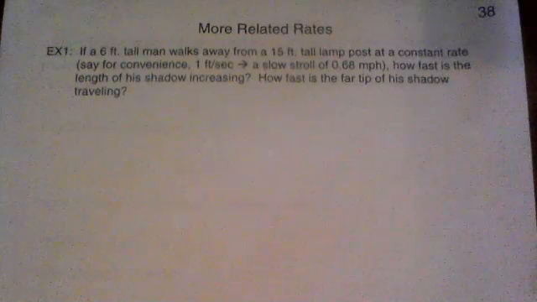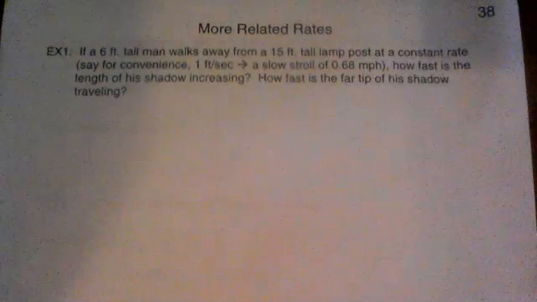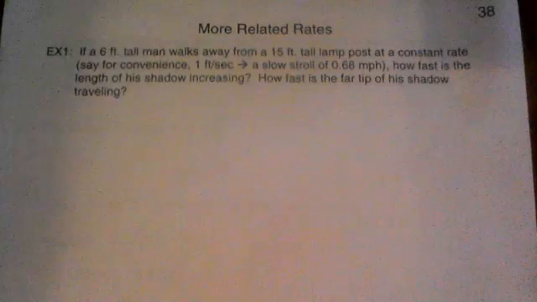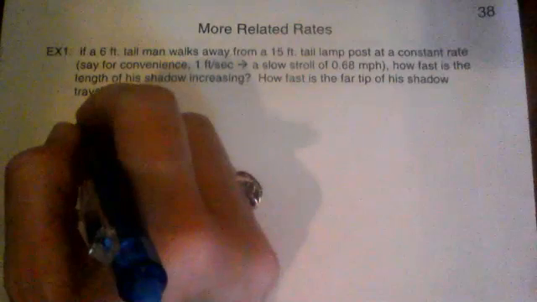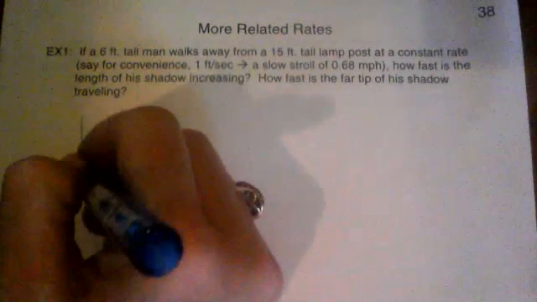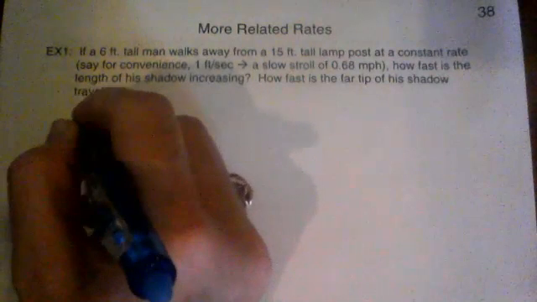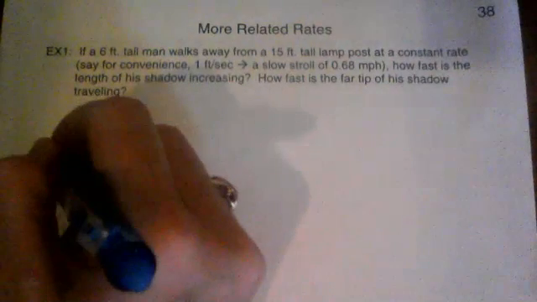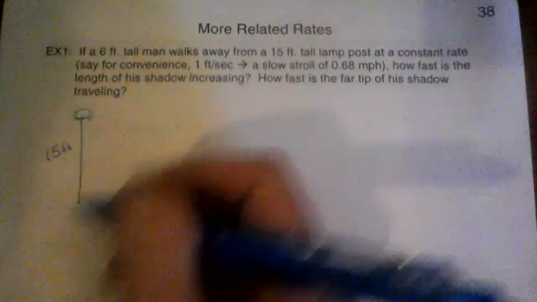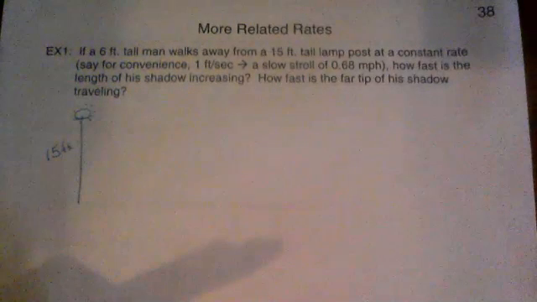In this first example, it says that we have a man that's 6 feet tall walking away from a 15 foot tall lamp post. So let's go ahead and draw that. We've got a lamp post shining our lights, 15 feet tall. So that's stationary. It's not changing in its height.